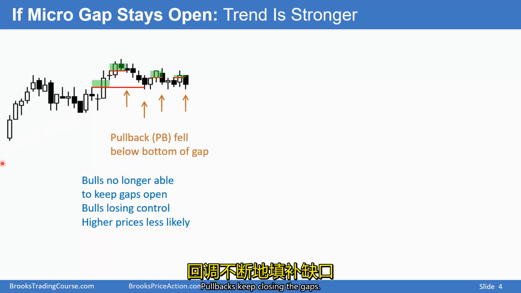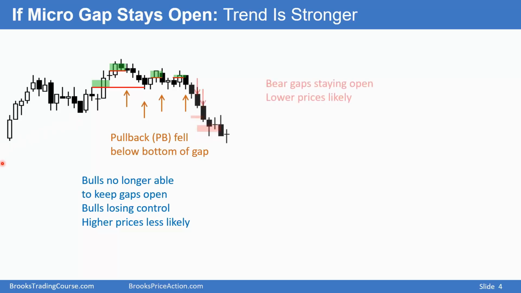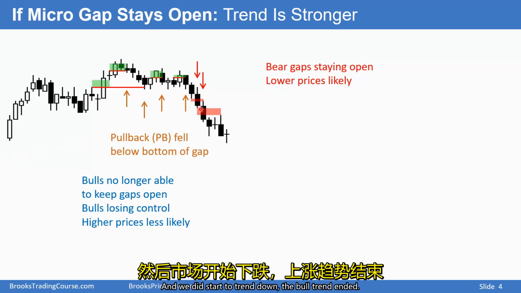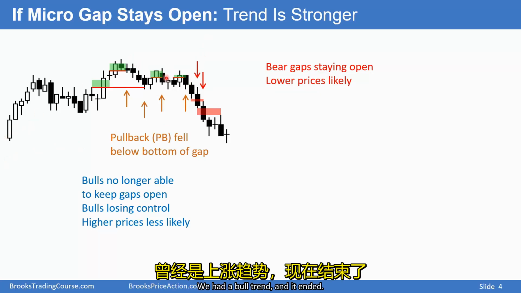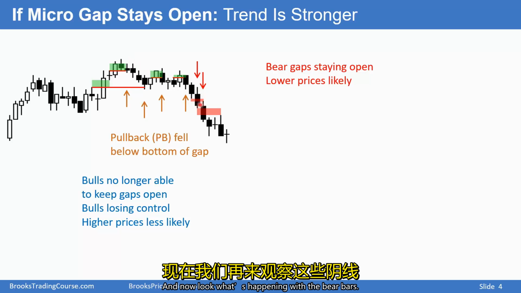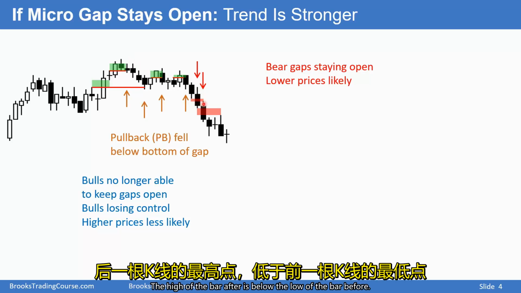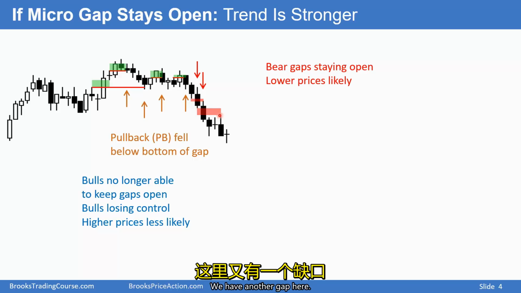Pullbacks keep closing the gaps. And we did start to trend down. The bull trend ended. We had a bull trend and it ended. And now look what's happening with the bear bars. We have a trend bar. The high of the bar after is below the low of the bar before. We have another gap here.